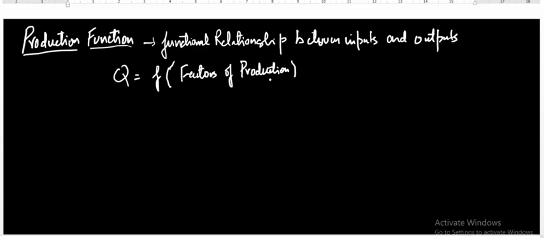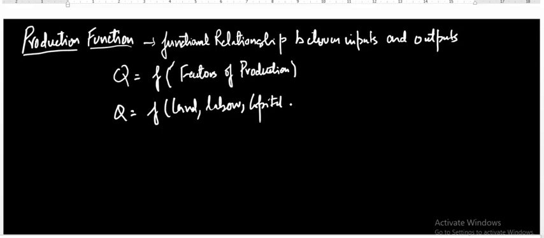Now in economics, we normally talk about factors of production being as land, labor, capital and manager. Now whenever I change these factors of production, how is this output going to respond, or this quantity of the output respond to these increase in the factors of production. This type of a relationship is studied under the production function.